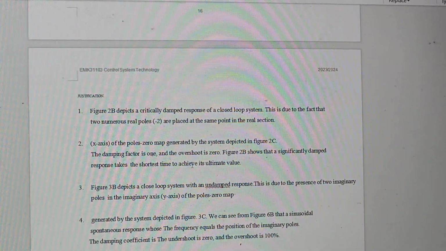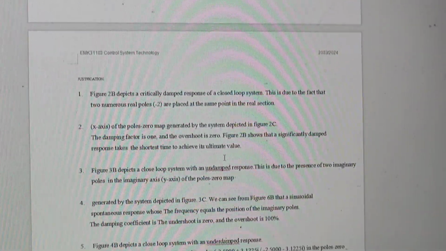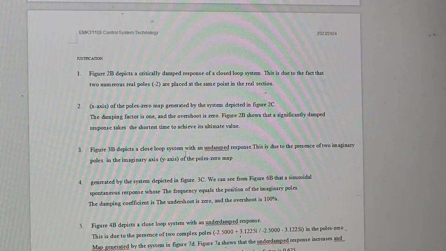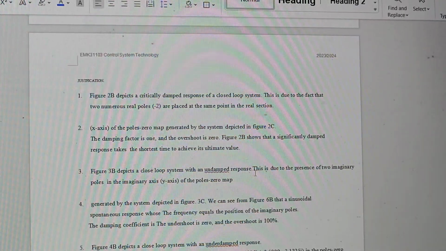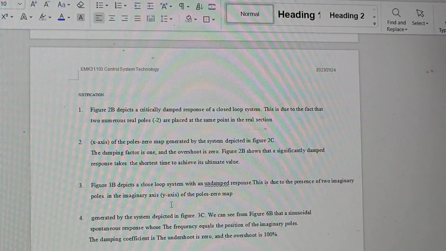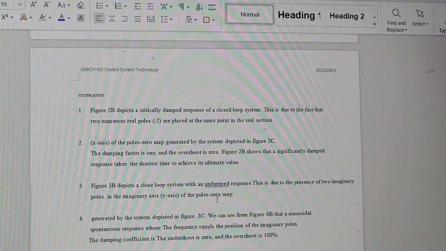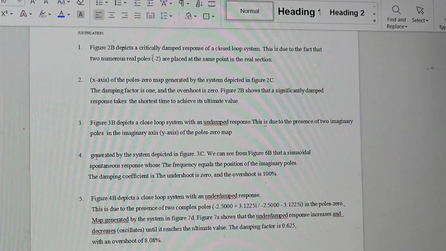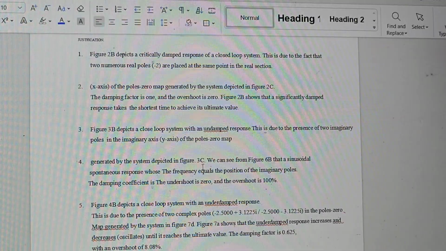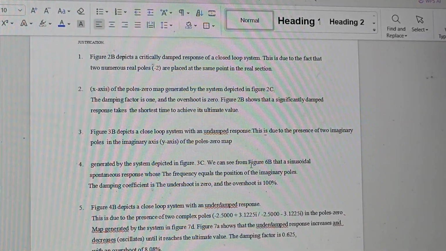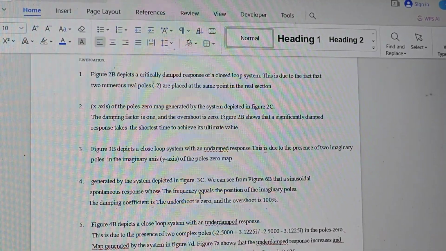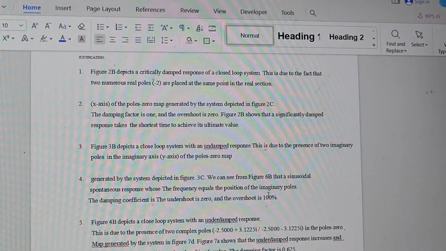For the shortest time to achieve its ultimate value. Figure 3b is a closed loop system and undamped response due to its imaginary poles on the imaginary axis, which is the y-axis of the pole-zero map. Generated by the system depicted in figure 3c, we can see from figure 6b that it is a sinusoidal response, whose frequency equals the position of the imaginary pole.